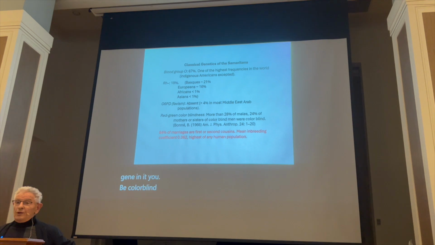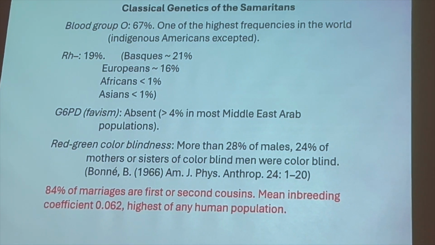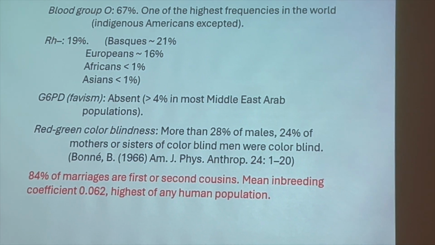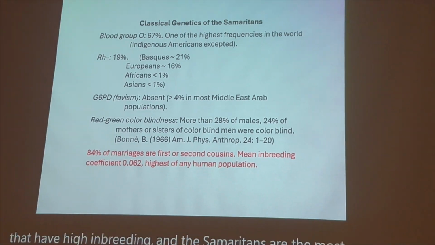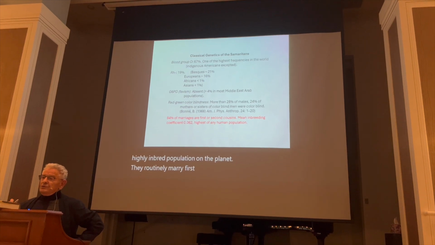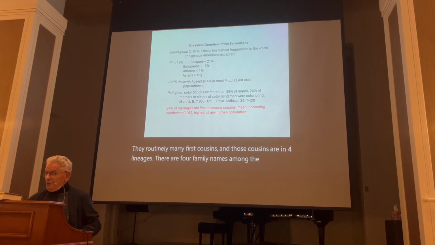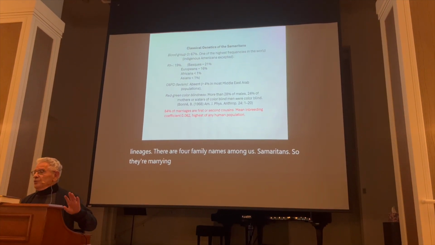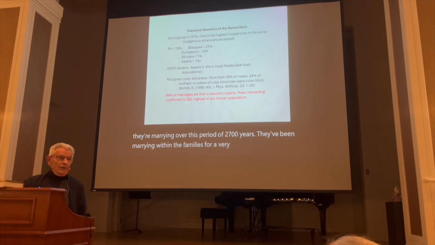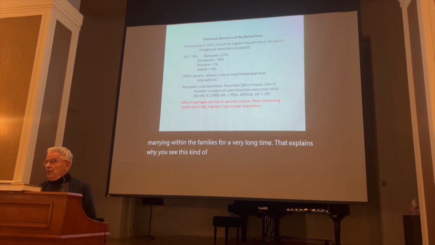Colorblindness is known. Very rarely do you find two colorblind people, except in populations that have high inbreeding. And the Samaritans are the most highly inbred population on the planet. They routinely marry first cousins, and those cousins are in 4 lineages. There are 4 family names among the Samaritans. So they're marrying over this period of 2,700 years. They've been marrying within the families for a very long time. And that explains why you see this kind of inbreeding, very highly inbred.